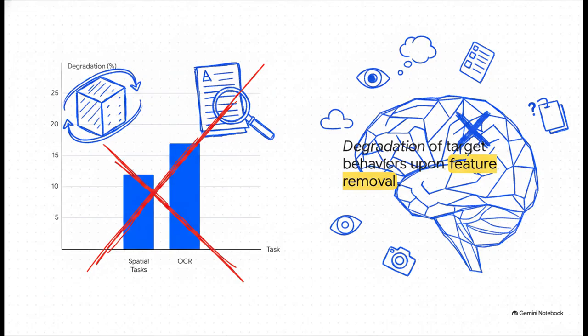So what happens if you just use MMDiff to switch a vital feature off? The results are shockingly precise. Selectively removing specific causal features degraded the target behaviors exactly as predicted. Performance on spatial tasks dropped by an average of 12%, and OCR capability dropped by 17%. But here is the crazy part. Doing this had zero impact on the model's overall visual question answering performance.